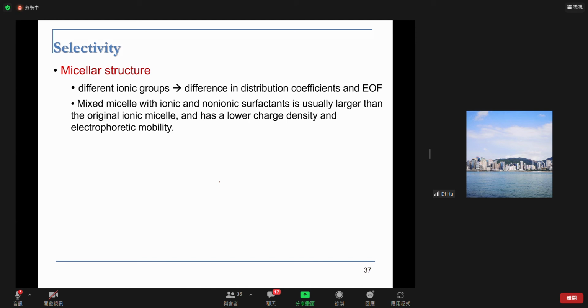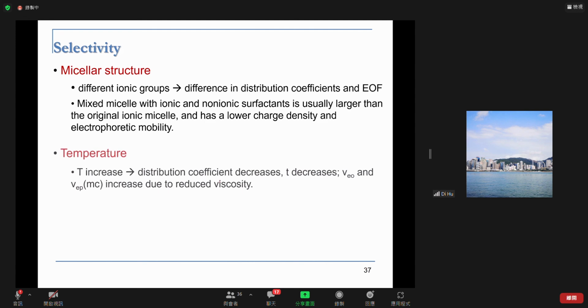Sometimes mixed micelles with ionic and non-ionic surfactants can be used. If that is the case, the charge is still the same charge, but if you add some non-ionic surfactant to grow a much bigger micelle, the radius increases and it has lower charge density. Then the electrophoretic mobility is reduced, you have a smaller TMC, and you have a narrower migration window, right?